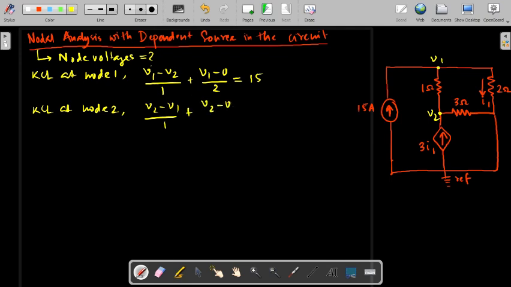What I am doing is keeping the current going out on the left hand side, and the current going in on the right hand side of the equal sign. So V2 minus 0 by 3 ohm, the current through the 3 ohm resistance, is equal to the current going in, that is 3I1. Okay. So I have applied KCL at all the nodes.